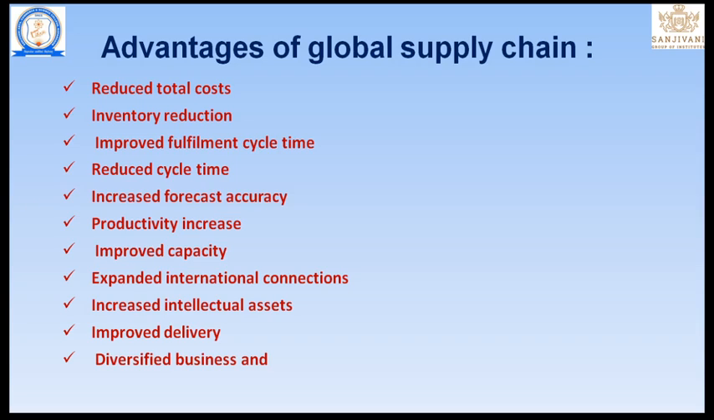Then increase intellectual assets. So obviously information technology is nowadays a great platform to improve supply chain management. It will help you increase the intellectual property, which is also called an asset in accounting language. Improve delivery. The supply chain management procedure is nowadays going through a technological perspective, which will help you deliver the product at the right time, with the right procedure. Then diversified business and supply chain improvement is nothing but a basic advantage of global supply chain management.